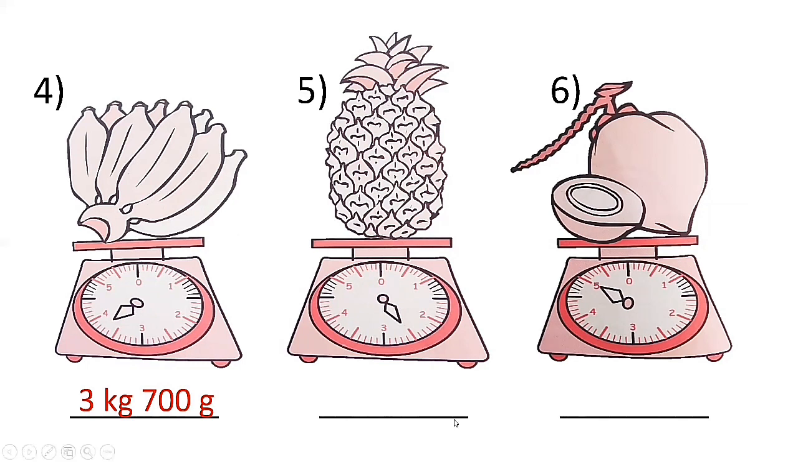Okay, next, this one. Pineapple. Okay, pineapple. Since the arrow is pointed here, from the 2, let's count. 1, 2, 3, 4, 5. Okay, so that means the pineapple is 2 kilograms and 500 grams.